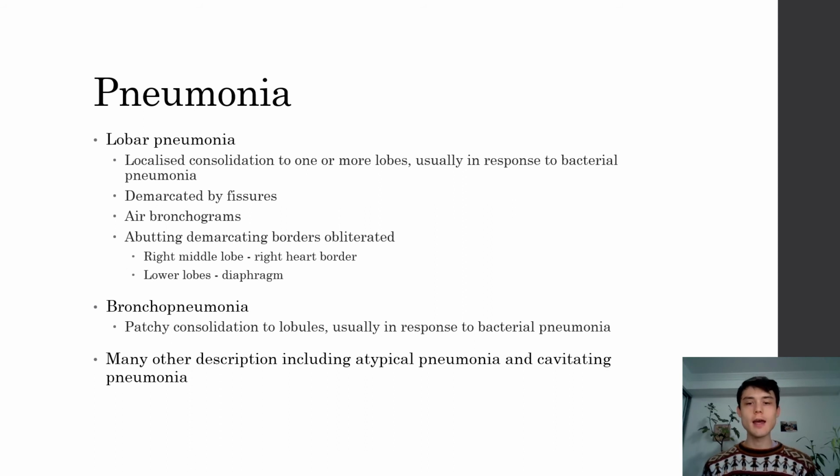And in lobar pneumonia, you see well-localized opacification, and we didn't see this in the previous chest X-ray, but the opacification can be demarcated by the fissures of the lungs. We also see air bronchograms, and we can note the silhouette sign where the abutting demarcating borders are obliterated, and that will help you localize the area of the pathology. We also saw an example of bronchopneumonia, where you get a patchy consolidation to the lobules, which is also usually bacterial pathology. But there are many other descriptions of pneumonia. We looked at atypical pneumonia, and there are other types like cavitating pneumonia.